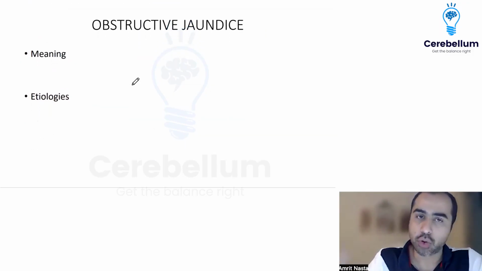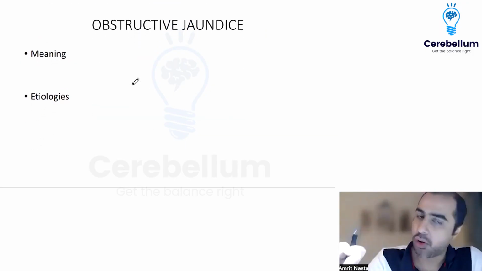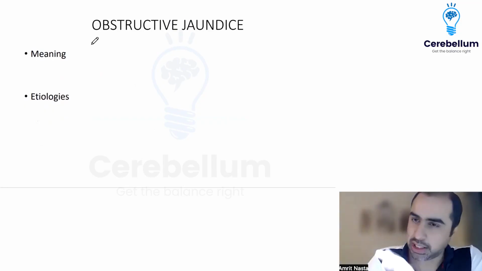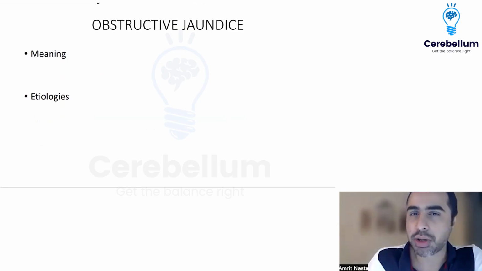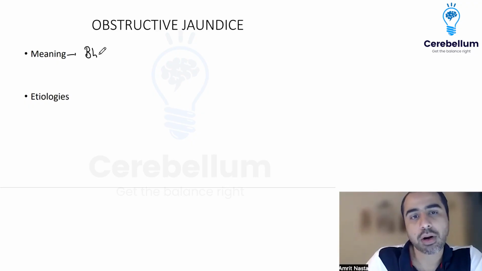Fine. So obstructive jaundice, a lot of things I already told you. A few things I will tell you because someone was asking how to decide ERCP, MRCP. Obstructive jaundice happens when there is a block anywhere in the biliary tree. So if there is a block anywhere in the biliary tree, you will get obstructive jaundice.